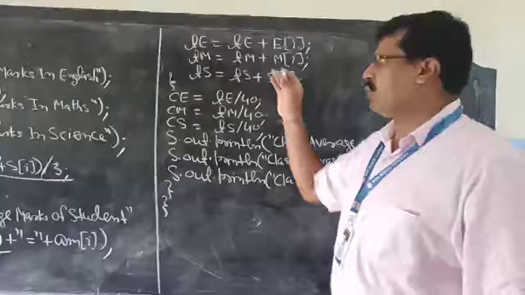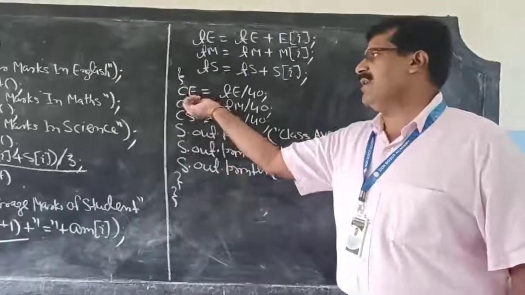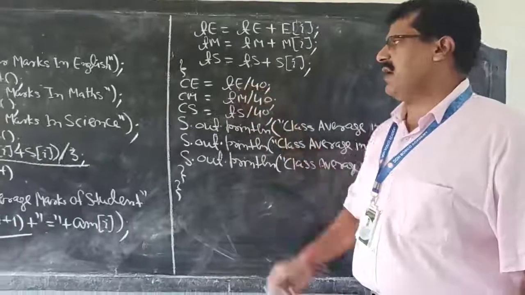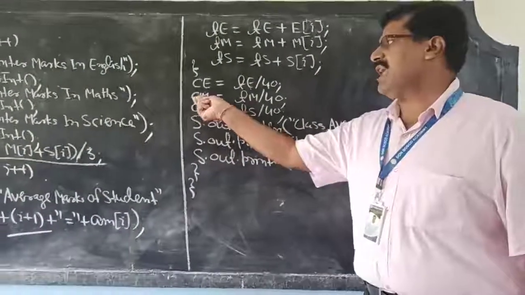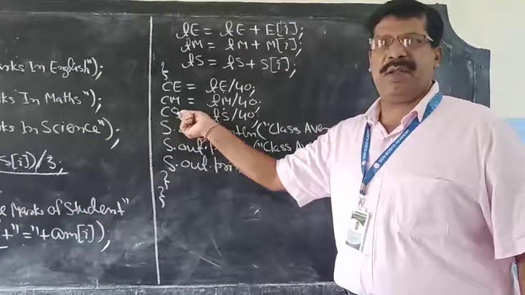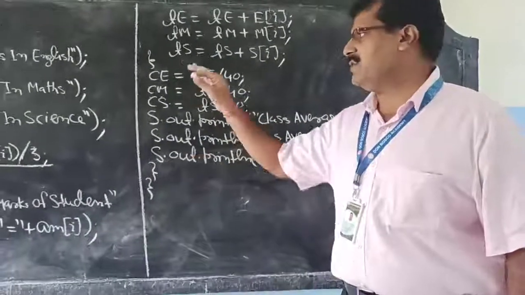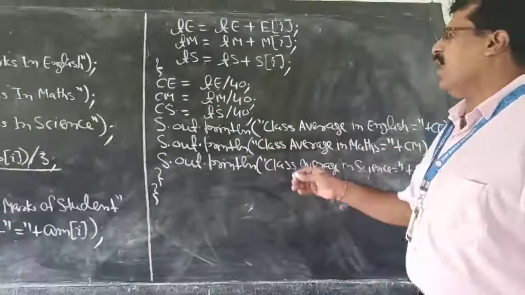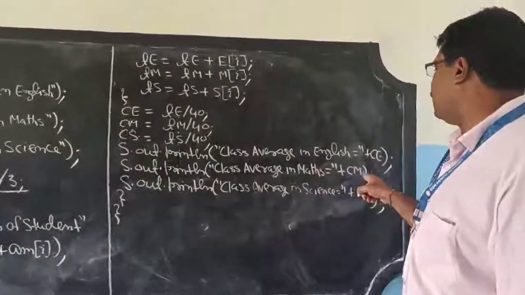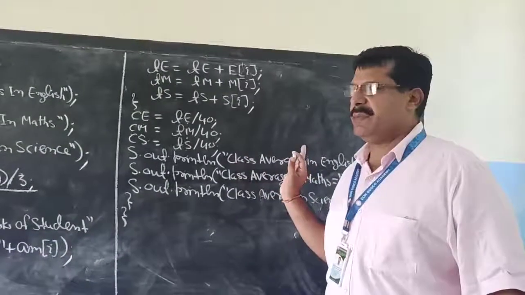So after calculating the total marks in all the 3 subjects of the class, we will calculate the average. So class average of English, CE, equals total marks of English divided by 40. CM, class average of math, equals total marks of math divided by 40. CS, class average of science, equals total marks in science divided by 40. So you have calculated the class average of English, math and science. Now the printing part. Class average in English equals CE, class average in math equals CM, class average of science equals CS. And the program is over.